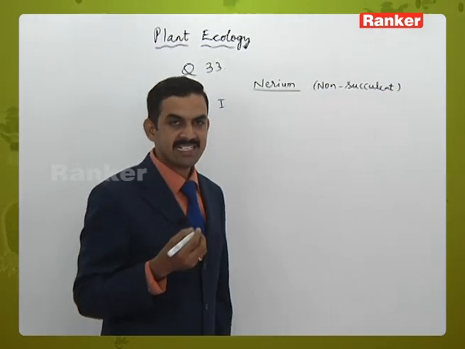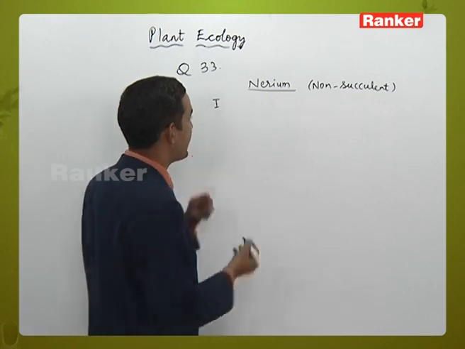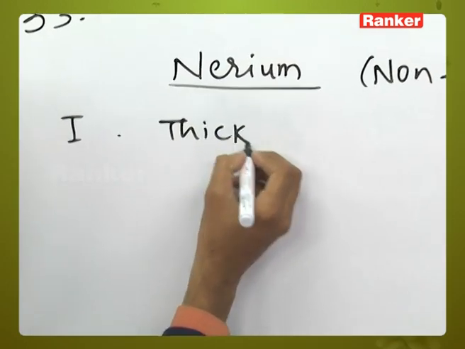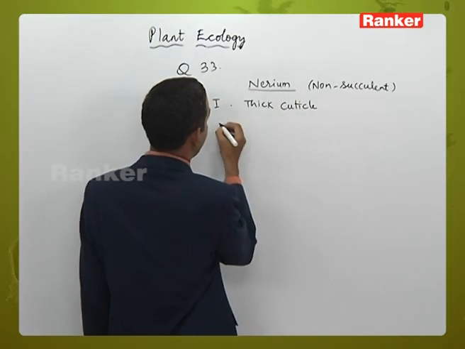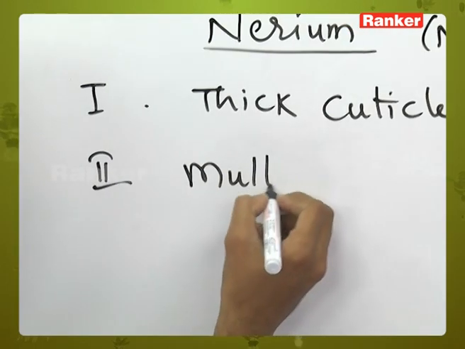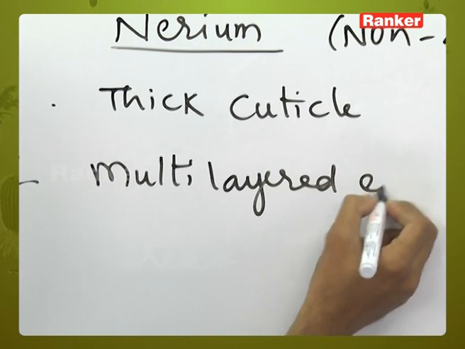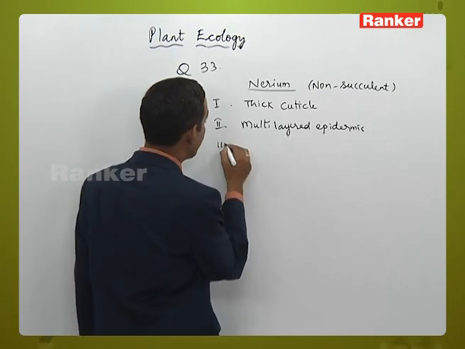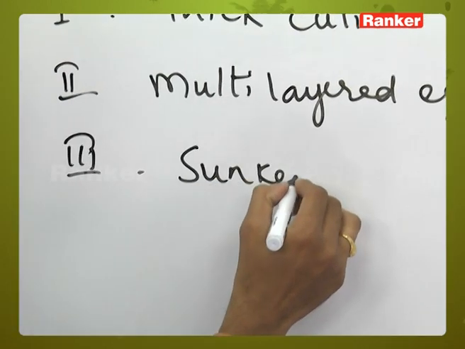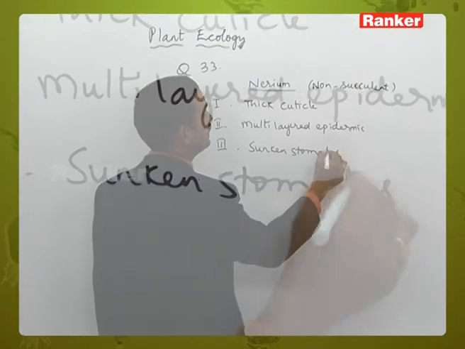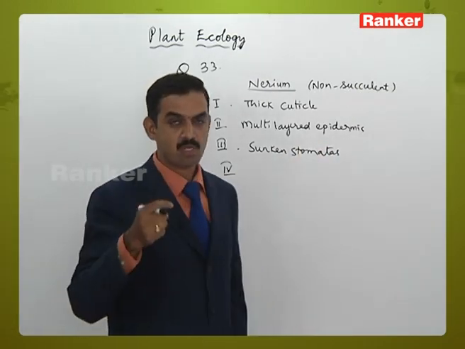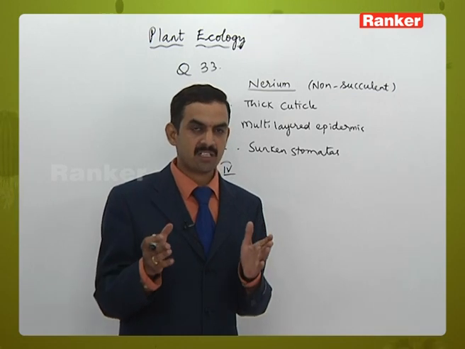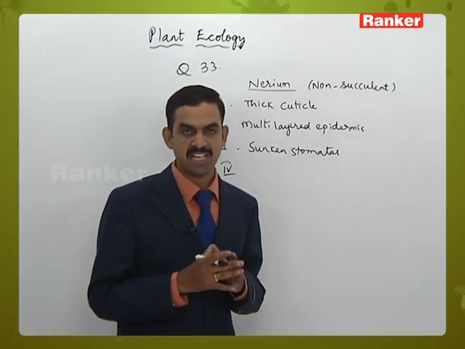Let us write some of the characters related to this nerium plant, particular to the leaf of that nerium plant. One is it contains a thick cuticle, and it contains a multi-layered epidermis. So these two are the adaptations for survival in xerophytic conditions. Third one is it has sunken stomata. Sunken stomata means the stomata which are present in groove-like structures, so that the stomata are not directly exposed to the sunlight, so the rate of transpiration can be reduced.